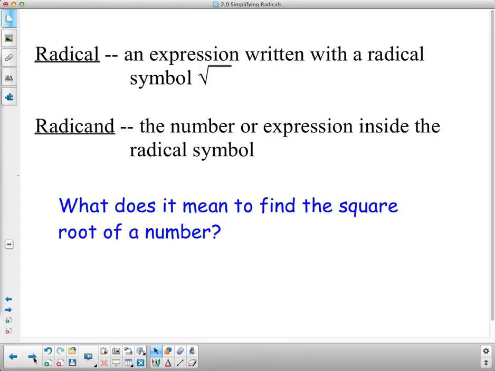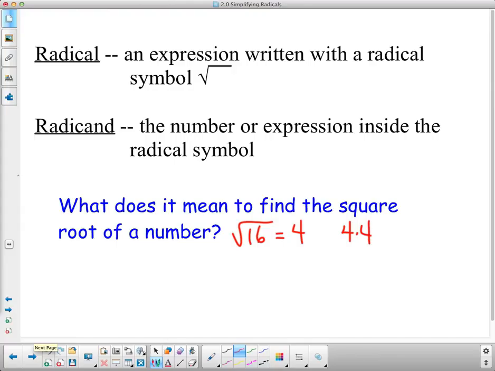Now, why don't I just call it a square root symbol? Well, it's actually used for more than that, but let's talk about square root first. What does it mean if you're finding the square root of a number? If I put up here square root of 16, you probably would tell me that it's 4. Why is it 4? Because 4 times 4, which could be written 4 squared, is 16. So identical numbers that multiply to give you the radicand underneath there. So you're coming up with identical factors.